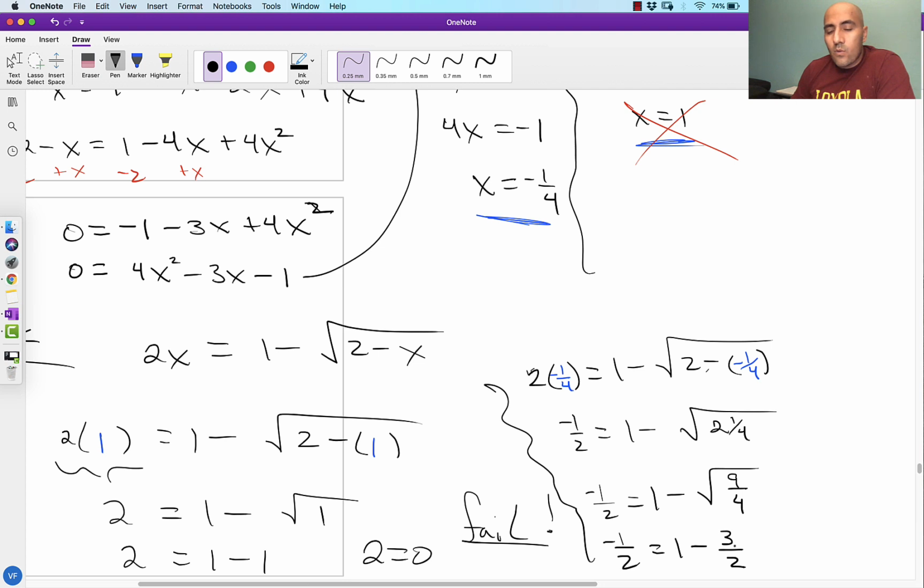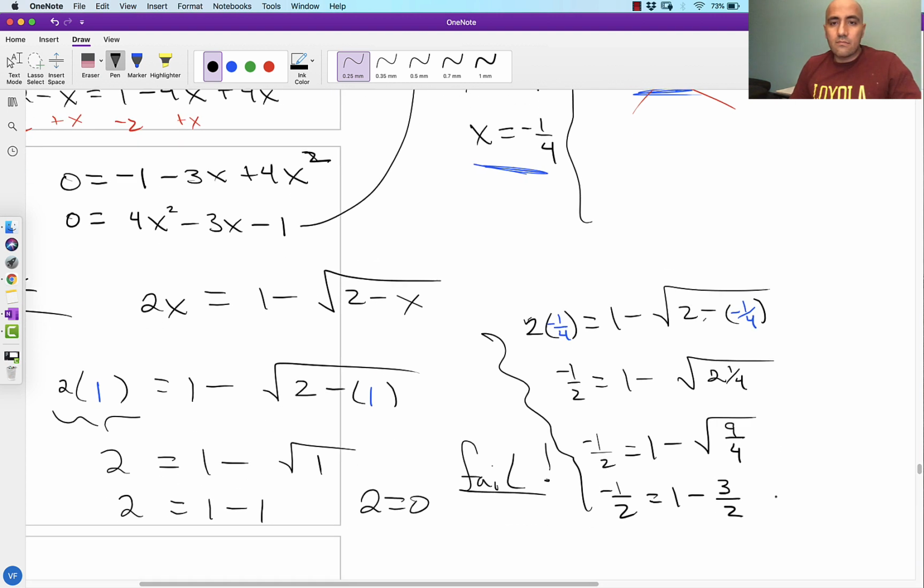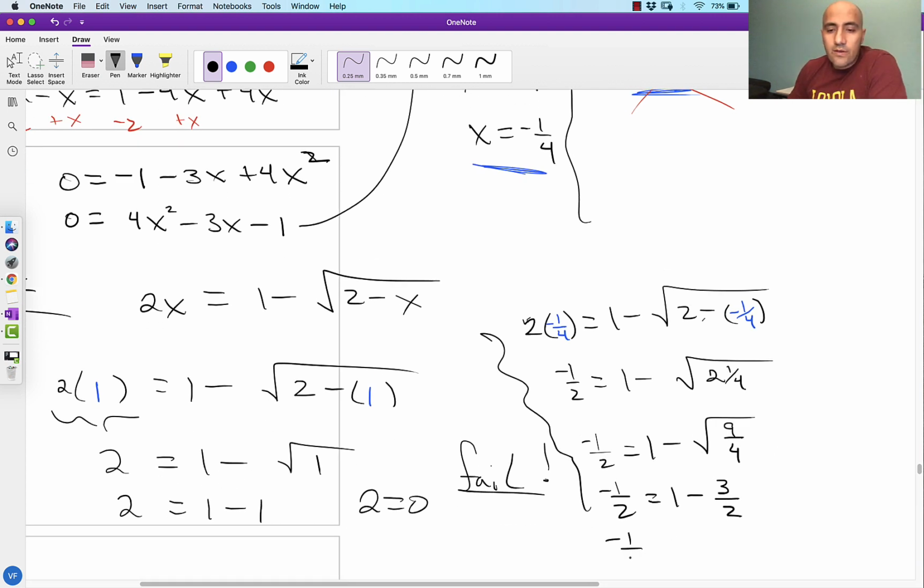And 1 minus 3 halves, that is going to be true. Negative 1/2 is equal to negative 1/2. Right? 3 halves is 1.5, so 1 minus 1.5 gives you negative 1/2. Great. So this one works out. So this is the only true solution. X equals negative 1/4.